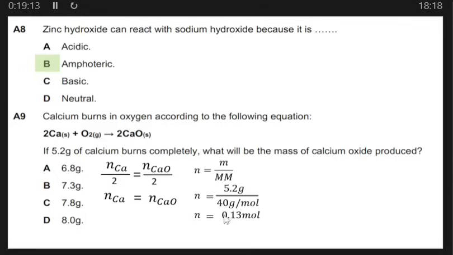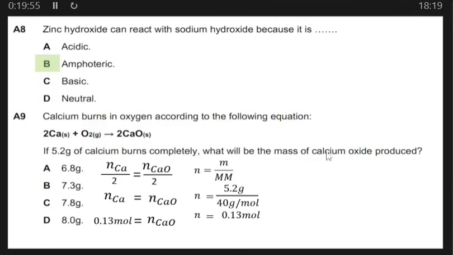So number of moles of calcium here is going to be 0.13 mole, and we introduce the equal sign here, which is the same as the number of moles of calcium oxide. Having known that the number of moles of calcium is 0.13 mole, this is also equal to the number of moles of calcium oxide. So the number of moles of calcium oxide is also 0.13 mole.